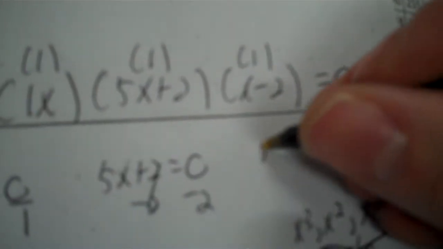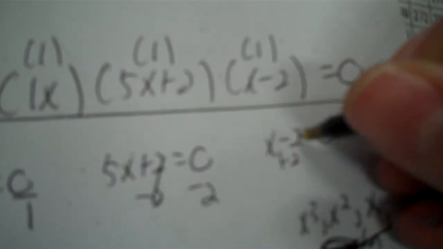Now we apply our zero product property. So x to the first, that's 1 answer, 1 answer, and 1 answer. So 1x could equal 0. X would equal 0 there. 5x plus 2 could equal 0. Minus 2 minus 2, you get negative 2. So it'd be negative 2/5. And then x minus 2 could equal 0. Then I get 2. Okay, those are 3 roots.